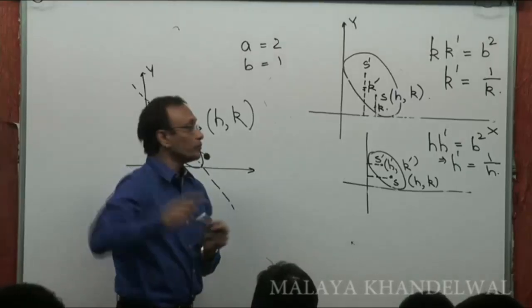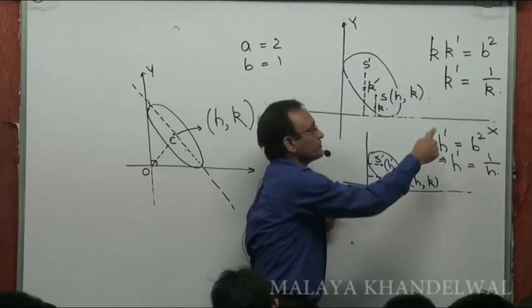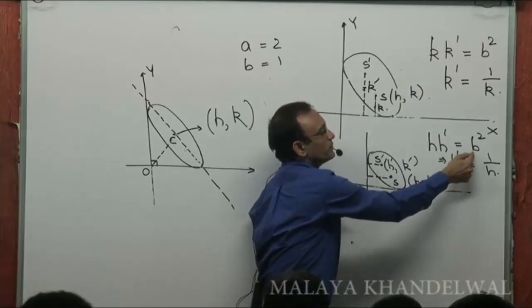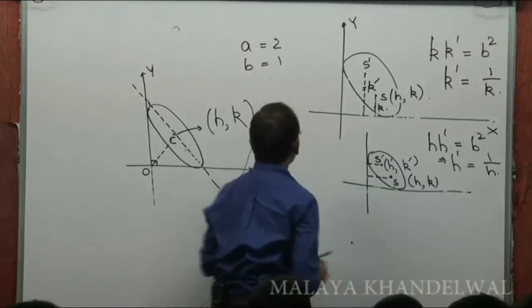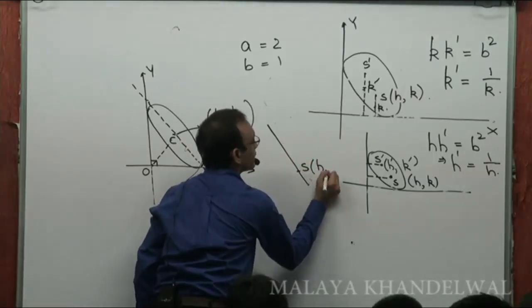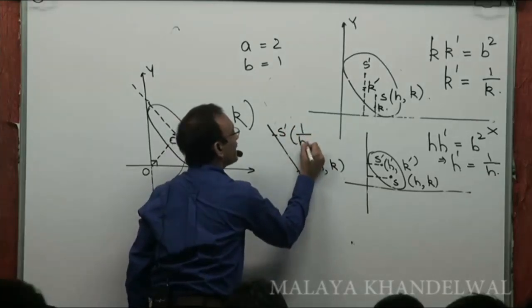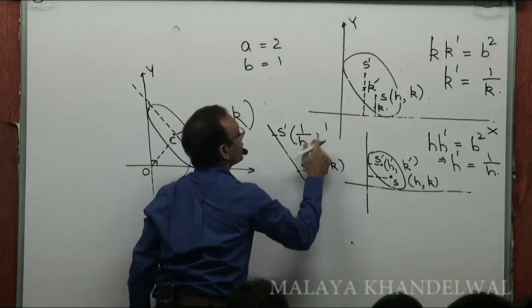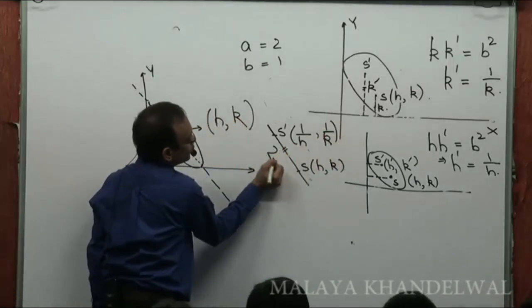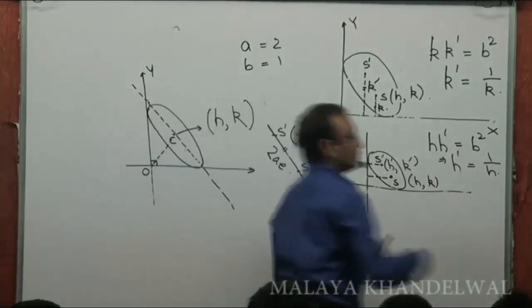The product of the perpendiculars onto any given tangent from the two foci is always the square of the semi-minor axis. So h into h prime would be b squared. B squared is 1, so h prime is 1 by h. Which means if one focus S is h comma k, then the other focus S prime would have x coordinate 1 by h and y coordinate 1 by k. And the distance between the two foci will always be 2ae.